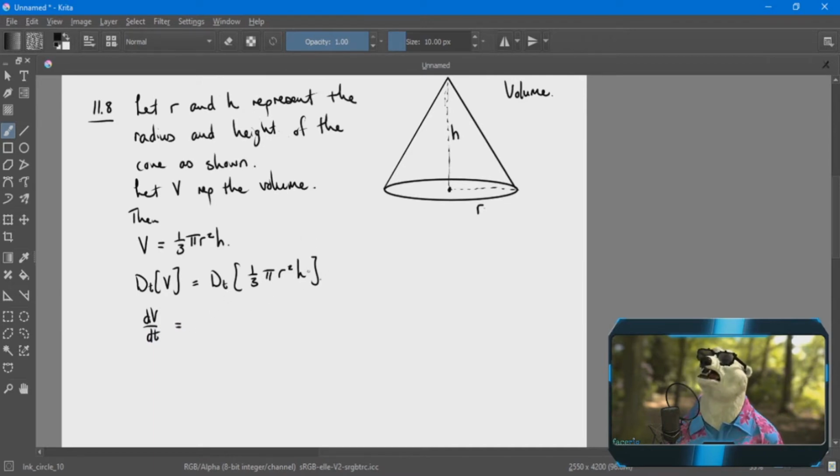The right-hand side, I have two functions of time. I have this r function that is squared as well, and I have an h function, and they are multiplied together. So I am going to need a product rule here. So for simplicity, I like to just put all the constants with one of them. It might as well be r squared. And then I have my first and my second function being multiplied together.